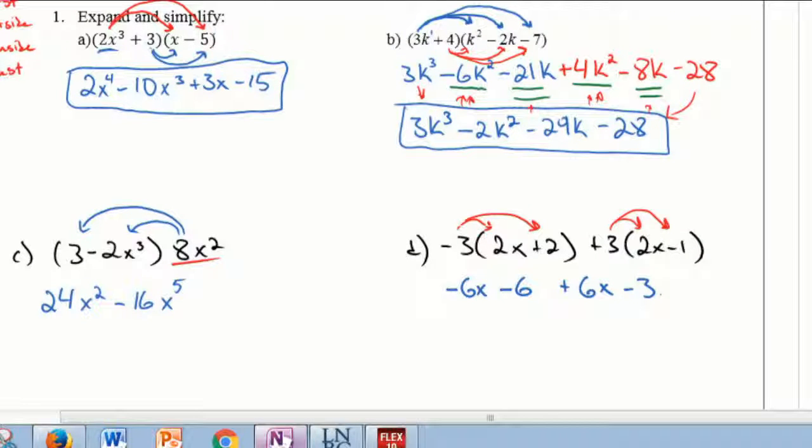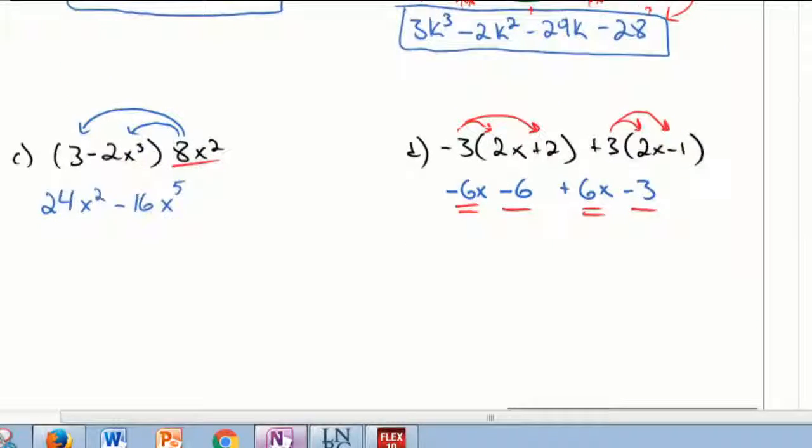I've done all my multiplication, so now I am down to adding and subtracting, or combining like terms. What terms do I have that are similar? I have x's here, I have x's here, I have negative 6, and I have negative 3. So I'm going to combine my x's, and I'm going to combine just my regular numbers, and see where I end up.